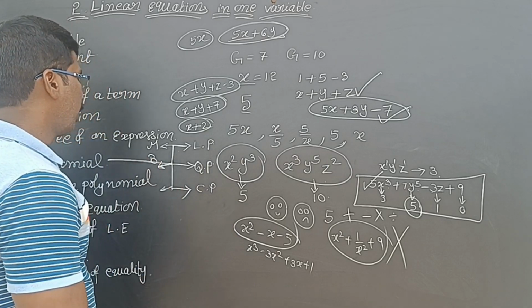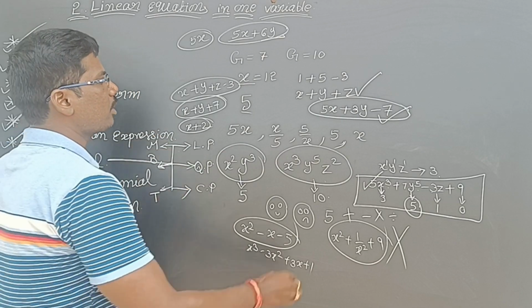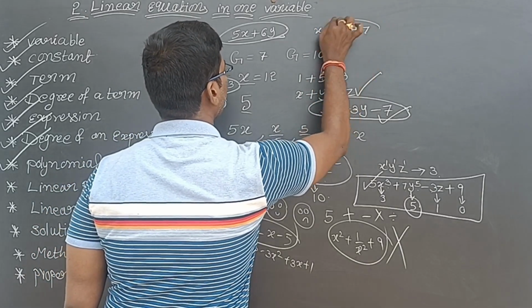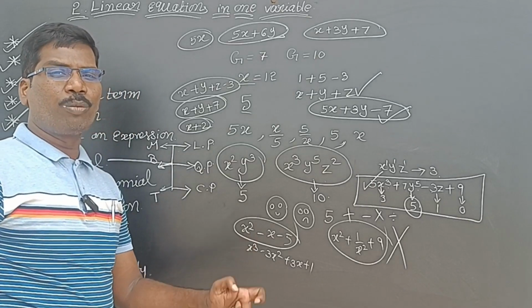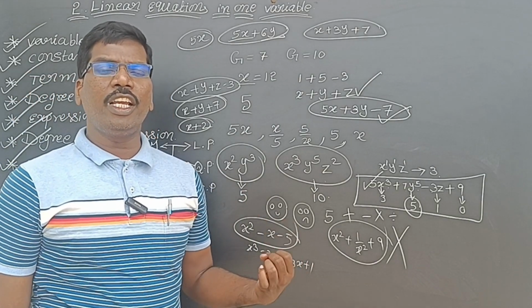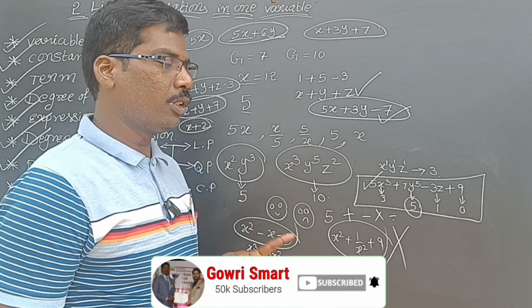If the polynomial has 3 terms, that is called a trinomial, for example x plus 3y plus 7. So according to terms: monomial, binomial, trinomial. According to degree: linear polynomial, quadratic polynomial and cubic polynomial. Now see.